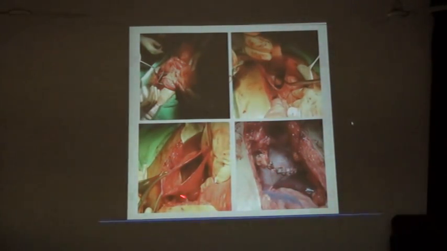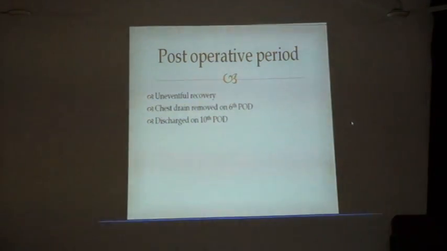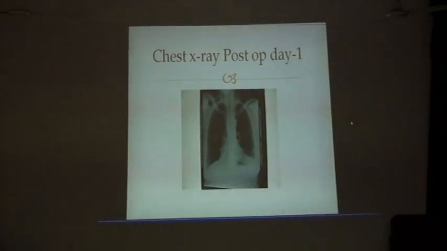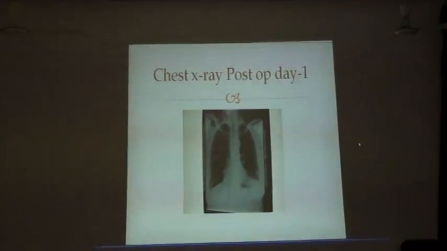The redundant part was excised, and it was at first closed in 2 layers with Prolene, and then Gore-Tex mesh was used to buttress the diaphragm. It was an uneventful post-operative period. The chest drain was removed on the 6th post-operative day, and the patient was discharged on the 10th post-operative day. This is a post-op picture on the first post-op day.